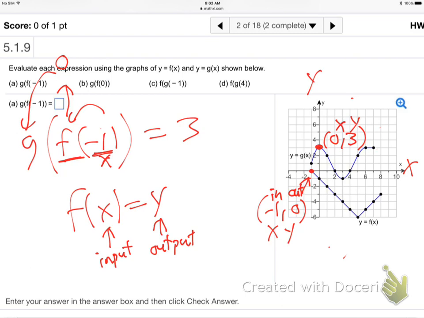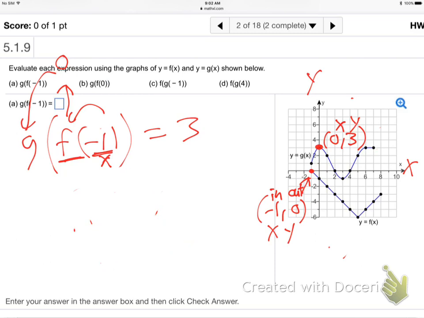Did you guys track with all that? So you put -1 in the F graph, out comes a 0, because of this point, -1, 0 on the F graph. Then that 0 goes in the G graph, that's right here, 0 in the G graph, out comes a 3. Final answer, 3. Good? Questions? We'll try B. See if it's making sense for you.